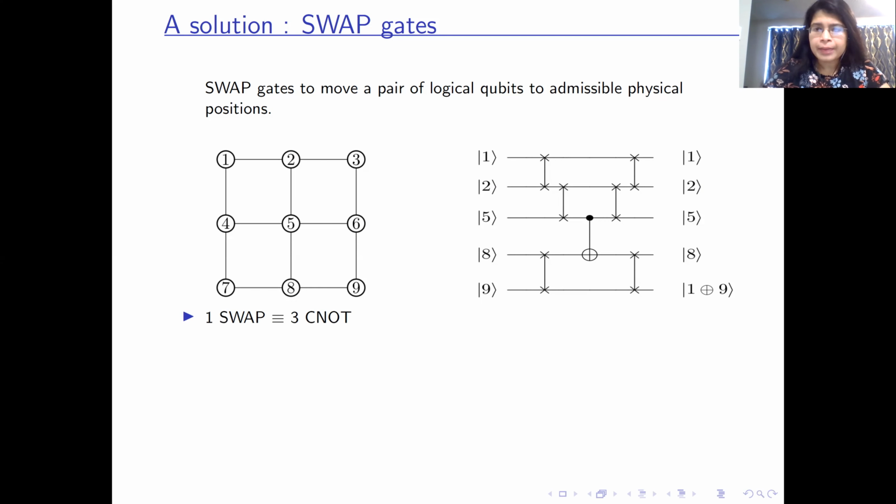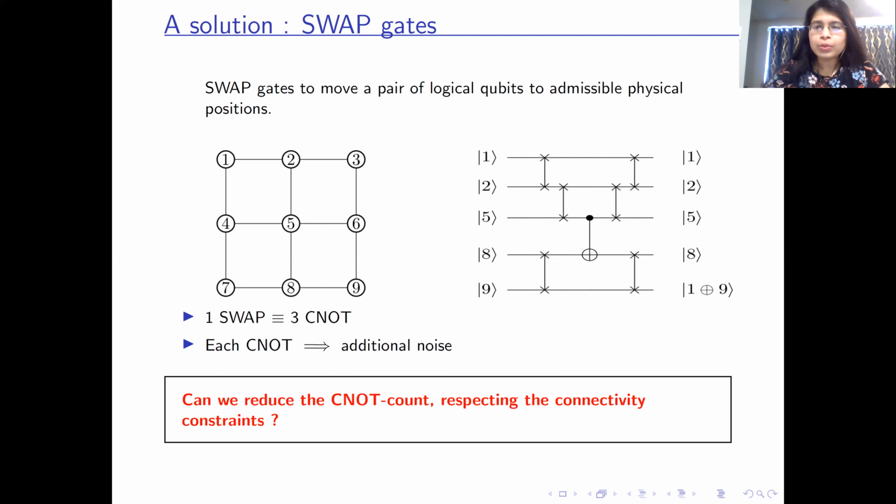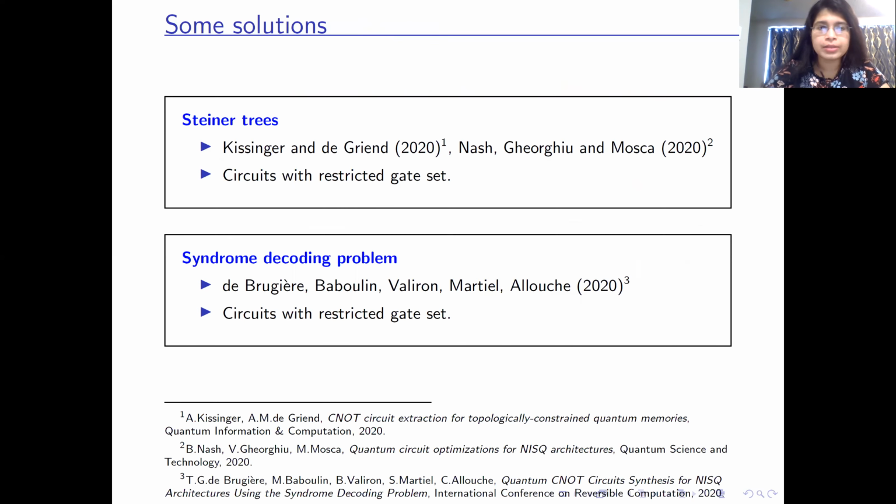Each swap gate can be implemented using 3 CNOT gates, and each CNOT gate introduces additional noise in the circuit. So now the question is, can we reduce the CNOT count while respecting the connectivity constraints? In recent years, 2 approaches have been used. One uses Steiner trees and the other uses the syndrome decoding problem. All these algorithms, however, act on circuits with a restricted gate set.